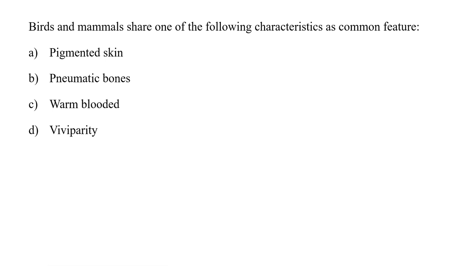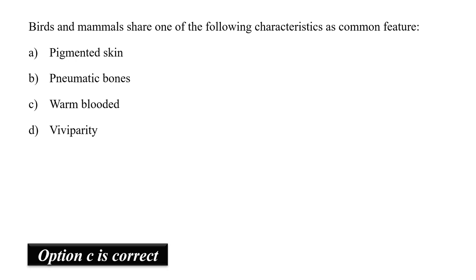Birds and mammals share one of the following characteristics as a common feature: pigmented skin, pneumatic bones, warm-blooded, or viviparity? See, the answer is very clear. They both are warm-blooded. There are certain characteristics which are common to birds, and certain characteristics which are common to mammals. For example, the characteristics common to birds are pneumatic bones, a feather-covered body, and oviparity, while the characteristics common to mammals are solid bones, that means they cannot have pneumatic bones, melanin production, and they are viviparous. The common thing between both of them is being warm-blooded. So hence, option C is the correct answer.